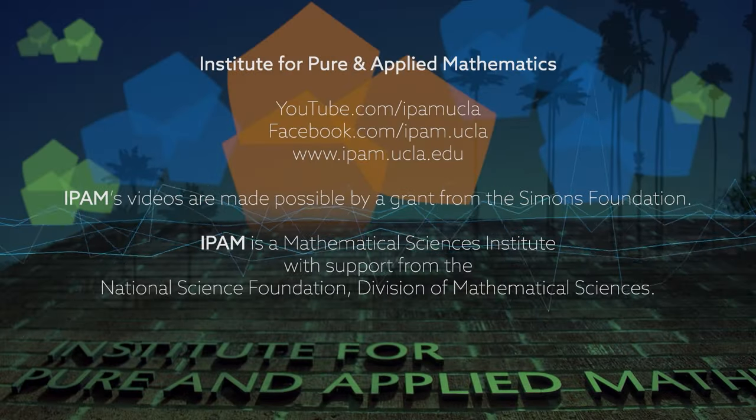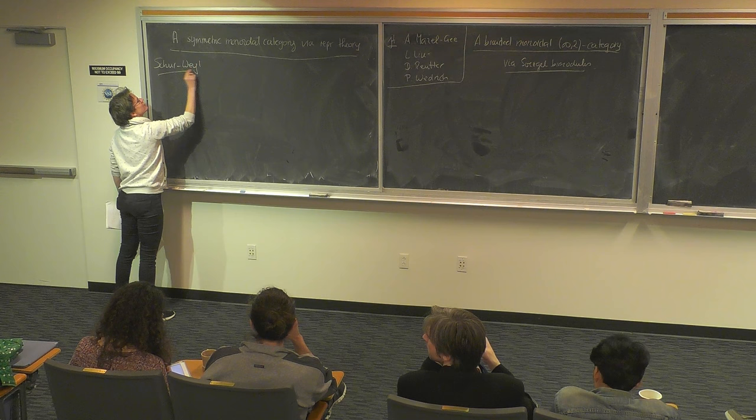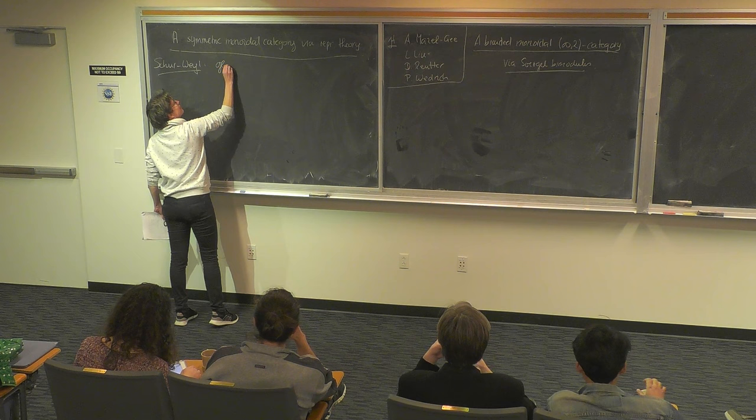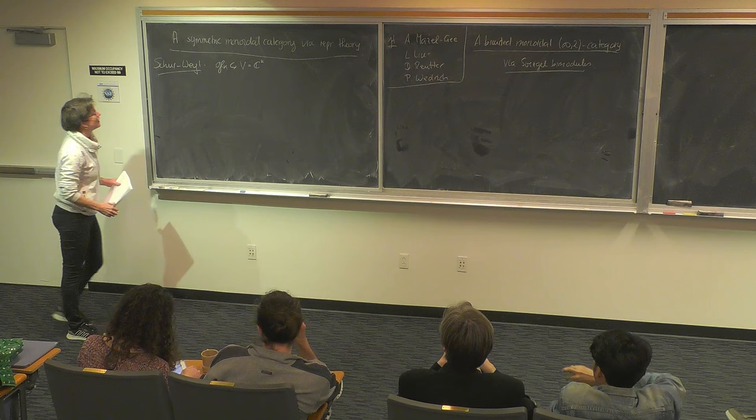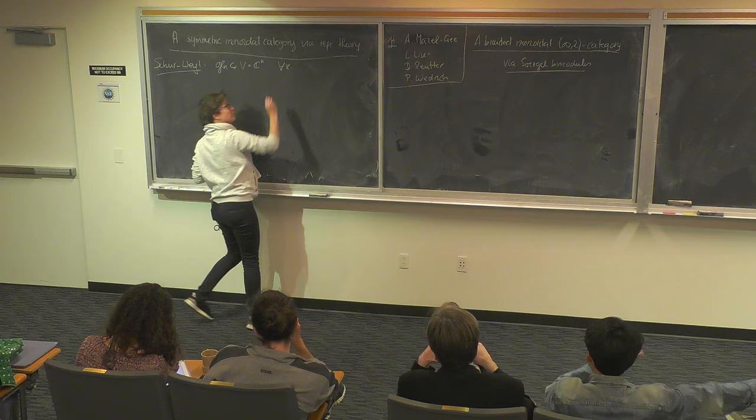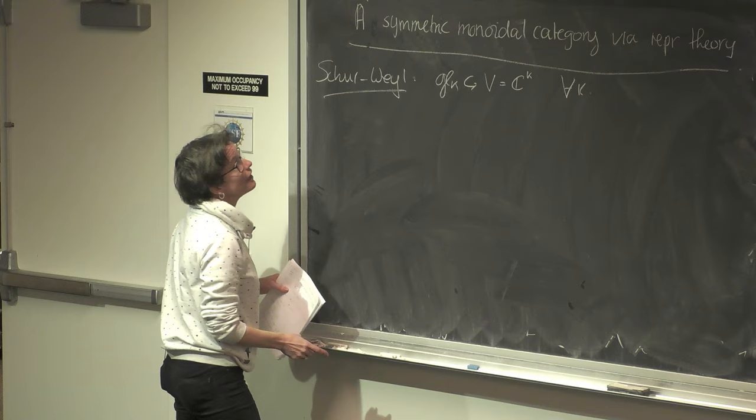To start with a situation where I guess everybody is comfortable, let's start with Schur-Weyl duality. So we have GL_k acting on V, which is C^k, and I want to consider Schur-Weyl duality for all k together. And how do I do this?